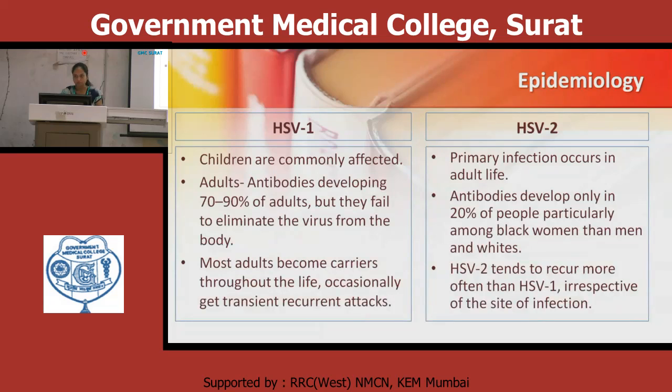Epidemiology. HSV-1 commonly affects children, whereas HSV-2 occurs in adult life. In HSV-1, antibodies develop in 70 to 90% of adults, but they fail to eliminate the virus from the body. In HSV-2, antibodies develop only in 20% of people, particularly more among black women than men and whites. In HSV-1, most adults become carriers throughout life and occasionally get transient recurrent attacks. HSV-2 tends to recur more often than HSV-1, irrespective of the site of infection.